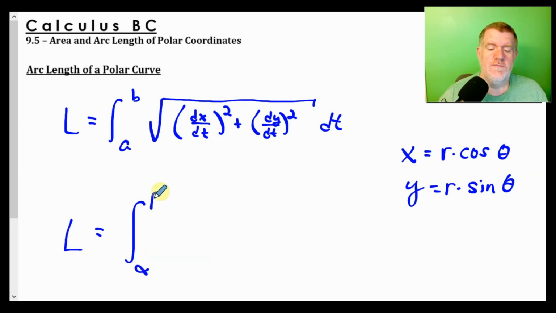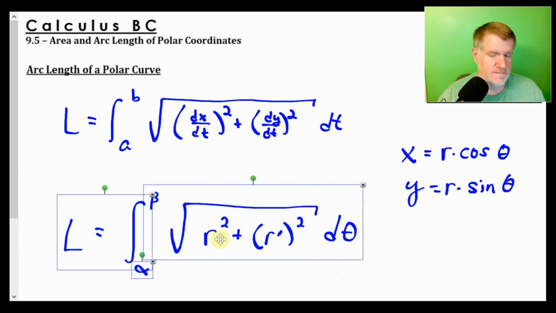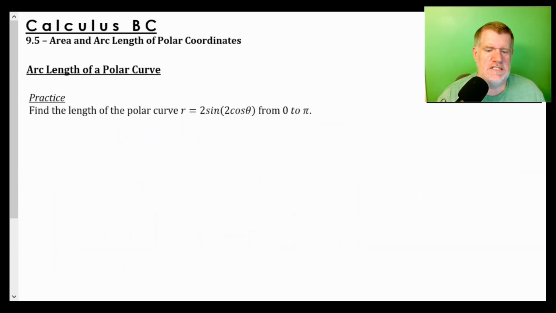Alpha to beta, because remember we're doing angles, of the square root of r squared plus r prime squared, and we're assuming that that's in terms of theta. So this is the arc length formula for a polar curve. All right, let's use it.